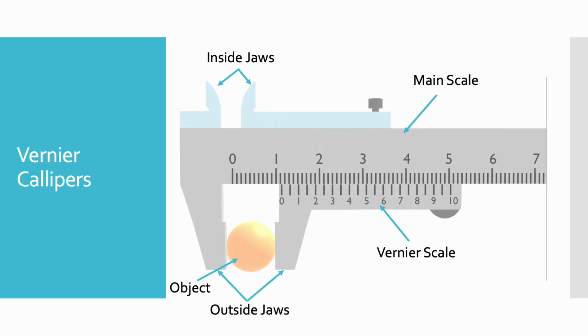The vernier calipers consists of inside jaws for measuring internal dimensions, outside jaws for measuring external dimensions, and a depth rod for measuring depths. It also has a main scale and a vernier scale to read the measurements accurately.